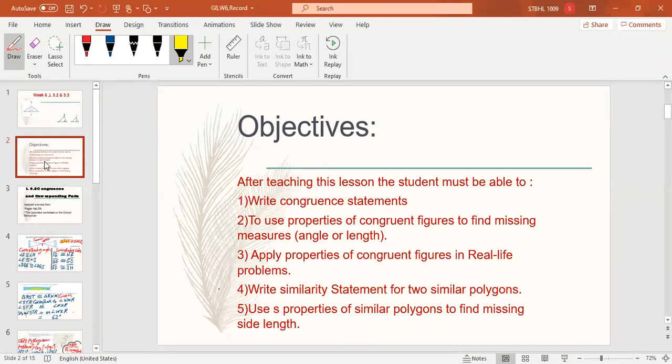Number 4, write similarity statement for two similar polygons. And finally, use properties of similar polygons to find missing side length.